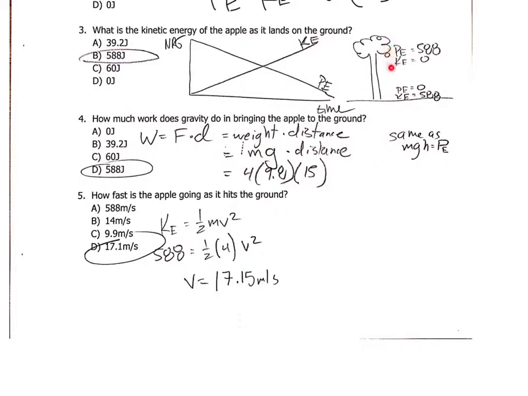Gravity is the thing that actually speeds the apple up. All the work done went into increasing the kinetic energy to this. So the same as mgh, or potential energy, is the same as the kinetic energy gained by the force of gravity moving it through some distance.